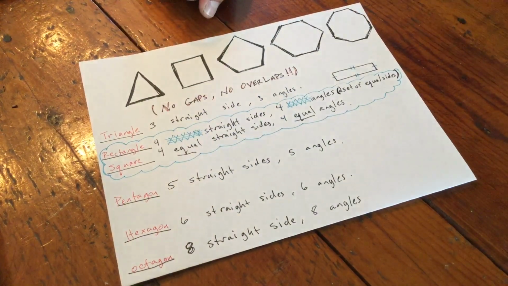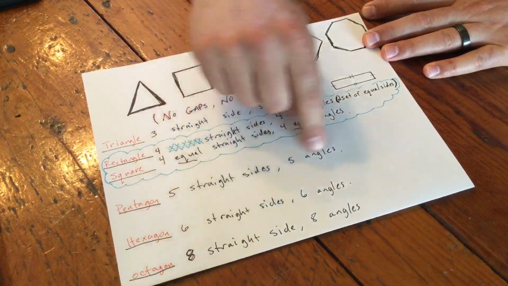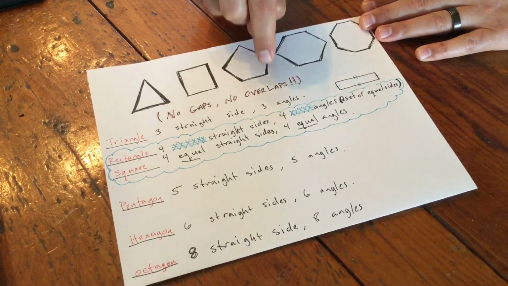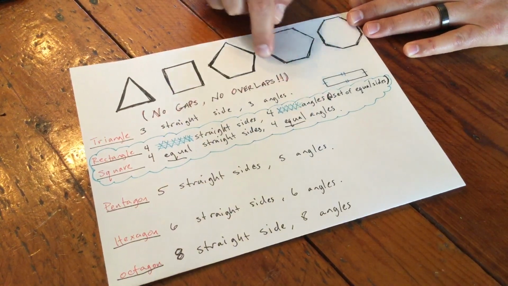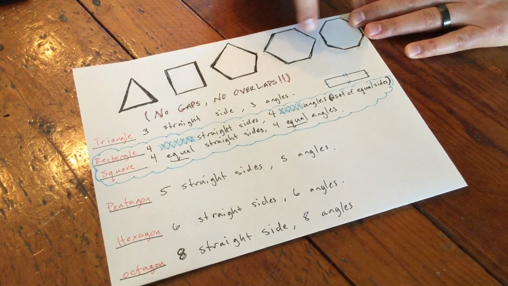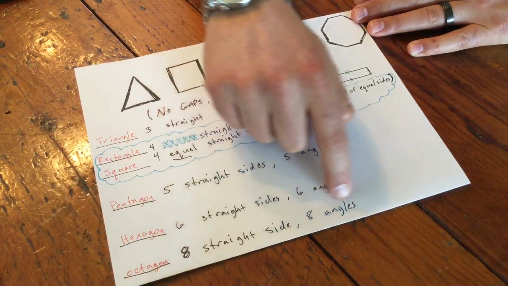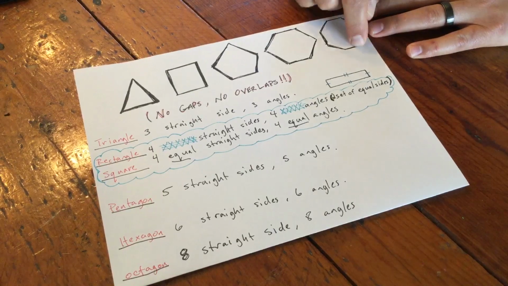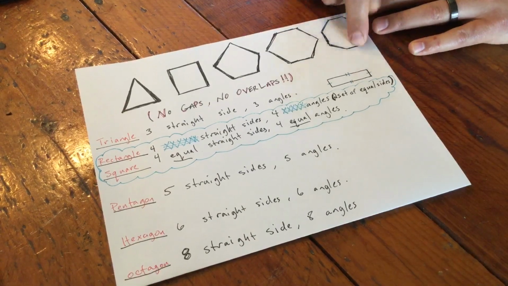Now the next 3 shapes are very similar in rules. A pentagon has 5 straight sides and 5 angles. 1, 2, 3, 4, 5. Pentagon. Hexagon, 6 straight sides, 6 angles. 1, 2, 3, 4, 5, 6. And an octagon, you guessed it, 8 straight sides, 8 angles. 1, 2, 3, 4, 5, 6, 7, 8 straight sides. 1, 2, 3, 4, 5, 6, 7, 8 angles.